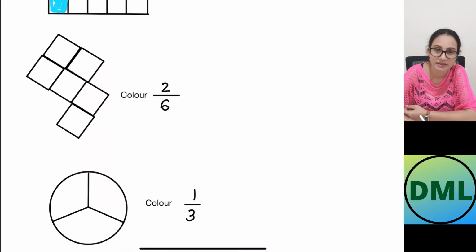Color 2/6. So it should have 6 parts. 1, 2, 3, 4, 5, 6. Yes, it has 6 parts. So how many parts do I have to color? I have to color 2 parts. So let's color 2 parts. You can pick any 2 parts.